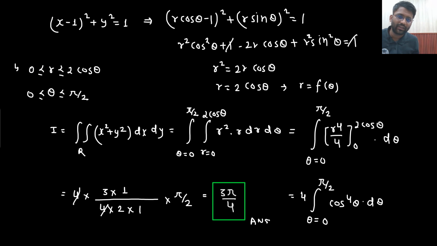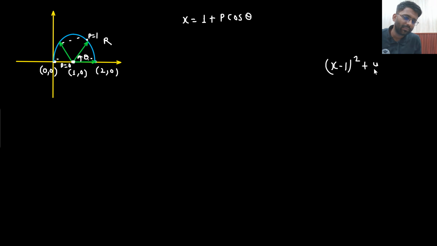So what is x? X is nothing but 1 plus p cos theta. What is this angle? This angle is theta. So x is 1 plus p cos theta, because what was the equation? The equation was this, no? When you solved it, the equation came out to be x minus 1 whole square plus y square equals 1. So x equals 1 plus p cos theta, y equals p sin theta, right?